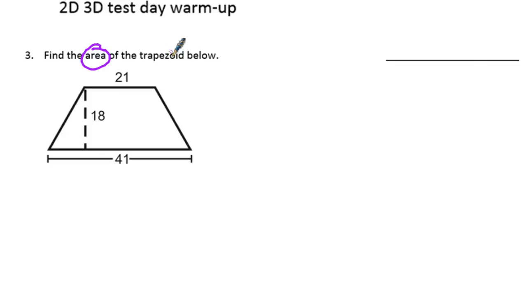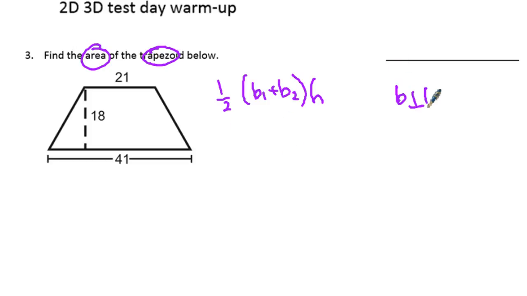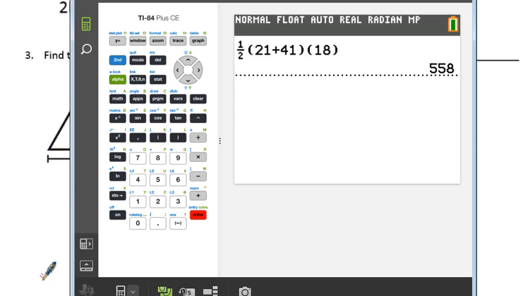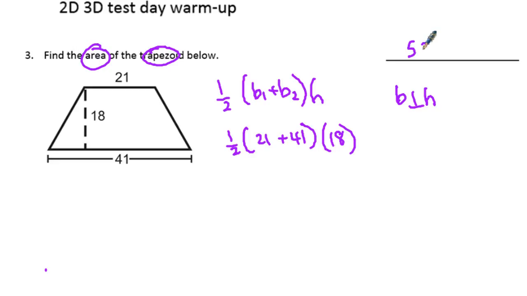In this scenario, we're asked to find the area of a trapezoid. And on our formulas, that's 1/2 base 1 plus base 2 times height. Keep in mind that the base and the height must be perpendicular to each other. So 1/2 base 1, 18. Let's put this in the calculator. We get 558. In the absence of a unit, we put the U for units, any unit there, and square. This will be your final answer.